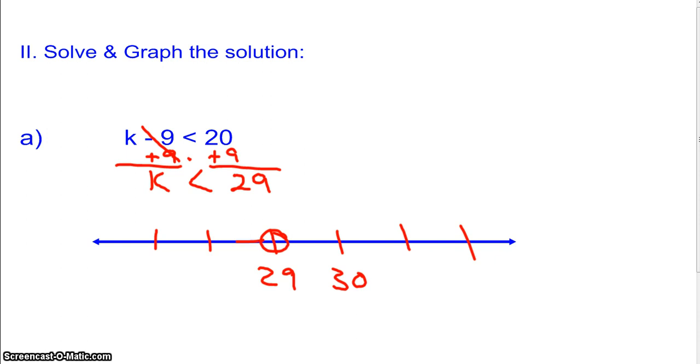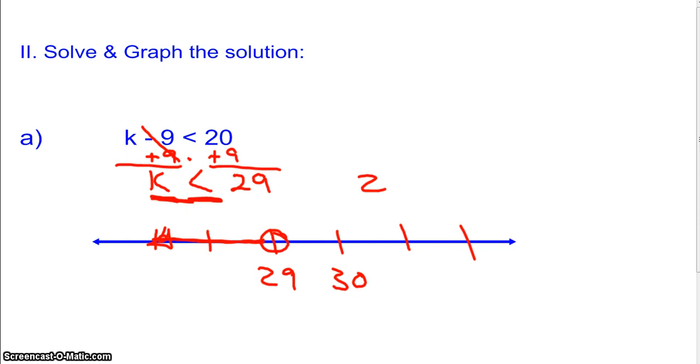Good, less than. And because a variable is on the left in this inequality, this inequality sign is pointing the same way as the ray. Okay? If the variable was on the right, the inequality sign would not be pointing the same way. So keep your variables on the left when you can. It helps.